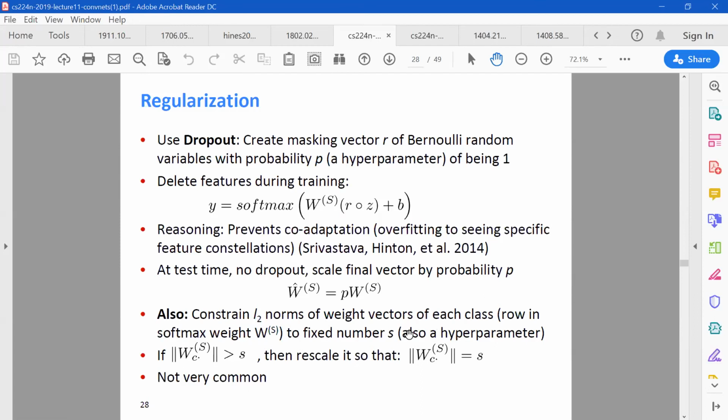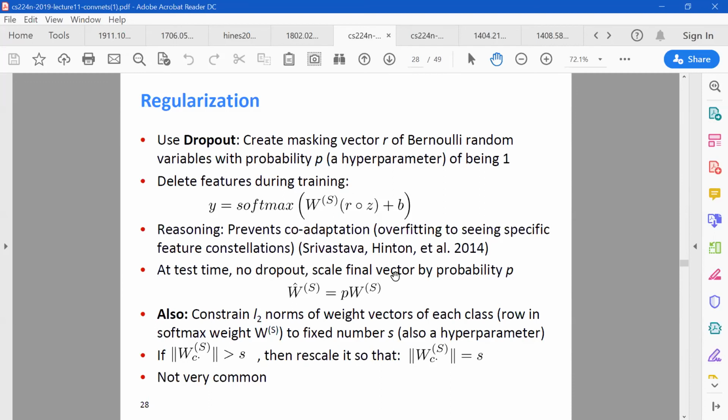I have another question. That's with regard to the dropout. So it says at the test time, no dropouts, and scale final vector by probability p. So what the final sentence? What does it mean? Scale final vector by probability p.